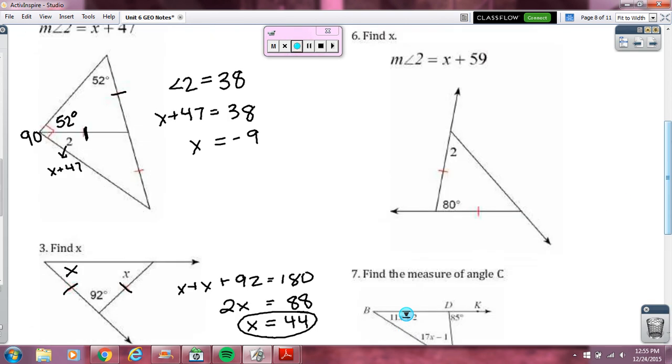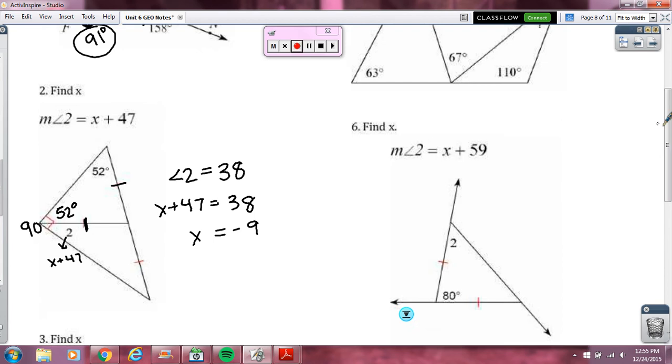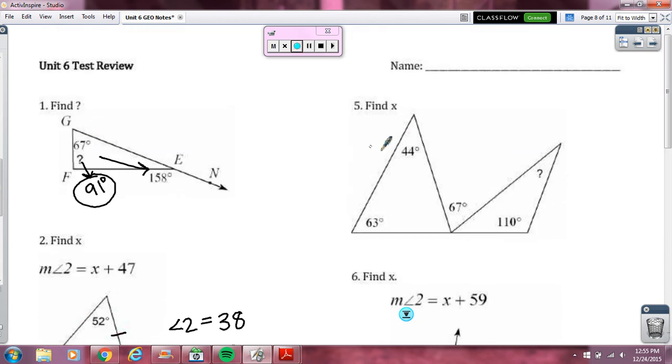Alrighty, back up to the top. Number 5. Scroll. Ooh, alrighty. If this is 44 and this is 63, and the total in the first triangle is 180, I need to see what's left first. So 180 minus 44, and then minus 63, let's see, 44 plus 63, puts me at 73.